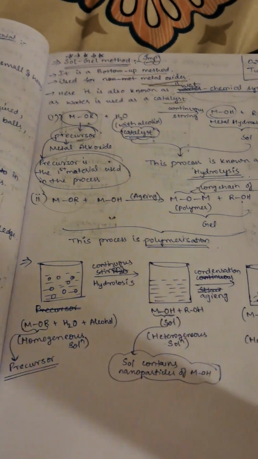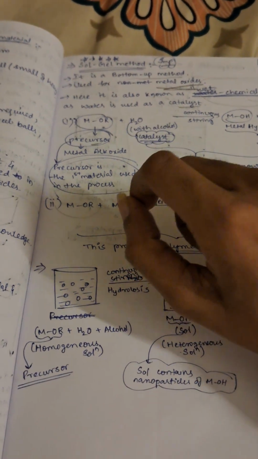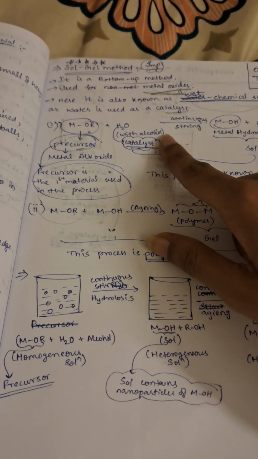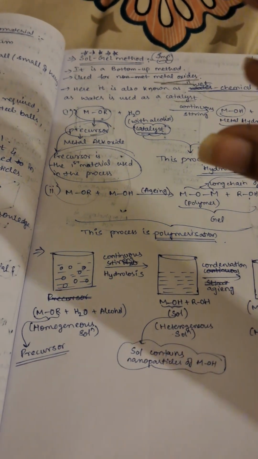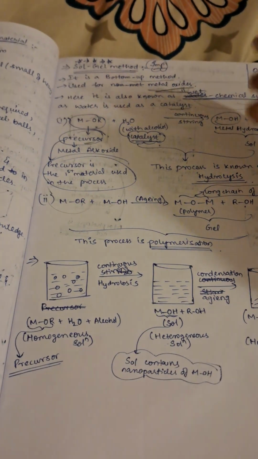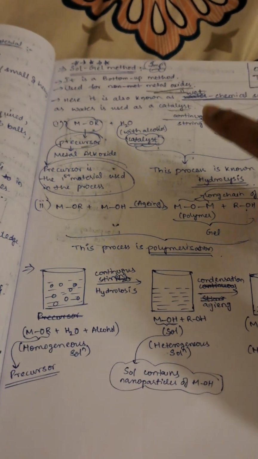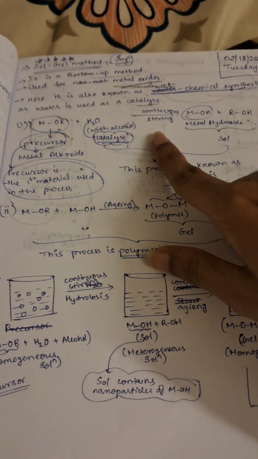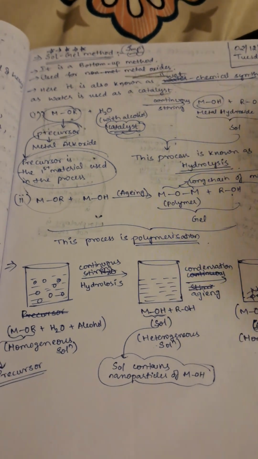So here when you add water, actually metal alkoxide is insoluble with water. To make it soluble, you need to add alcohol to it. So this metal alkoxide, which is precursor, means first material in this process. In this, water is added which acts as a catalyst, and to make it soluble we will add alcohol. Now we need to stir it continuously, then metal hydroxide is formed.